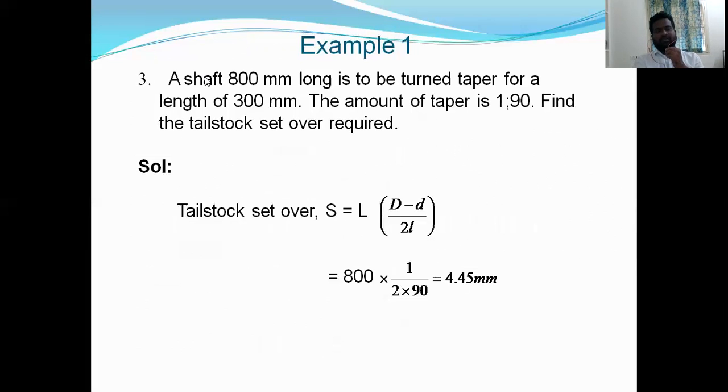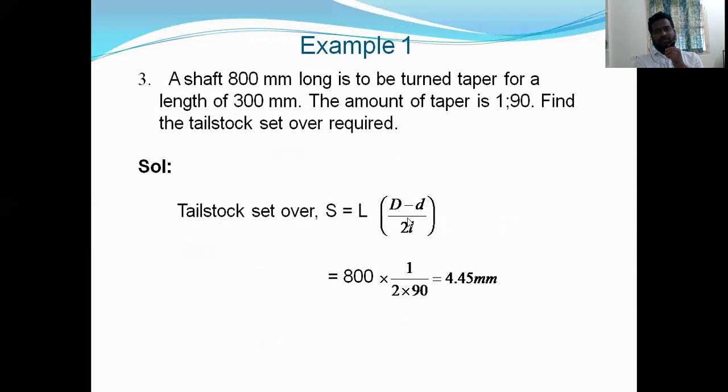A small example: how can we calculate the S value? A shaft 800 mm long, that means its total length, is to be turned taper for a length of 300 mm, that is the small end. The amount of taper is 1:90. Find the tailstock set over required.